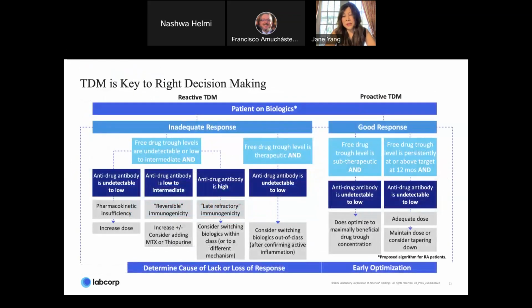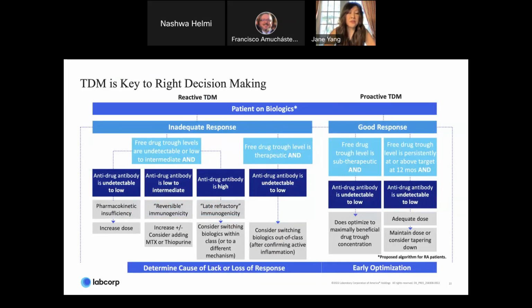This algorithm incorporates both reactive and proactive indications for TDM. So when a patient is not responding to the drug, here seen on the left, either as a primary non-response or a secondary loss of response, you first need to evaluate what the drug concentration is. If the drug level is sufficient, then this is evidence of a mechanistic failure, and a switch to a different mechanism of action is indicated.